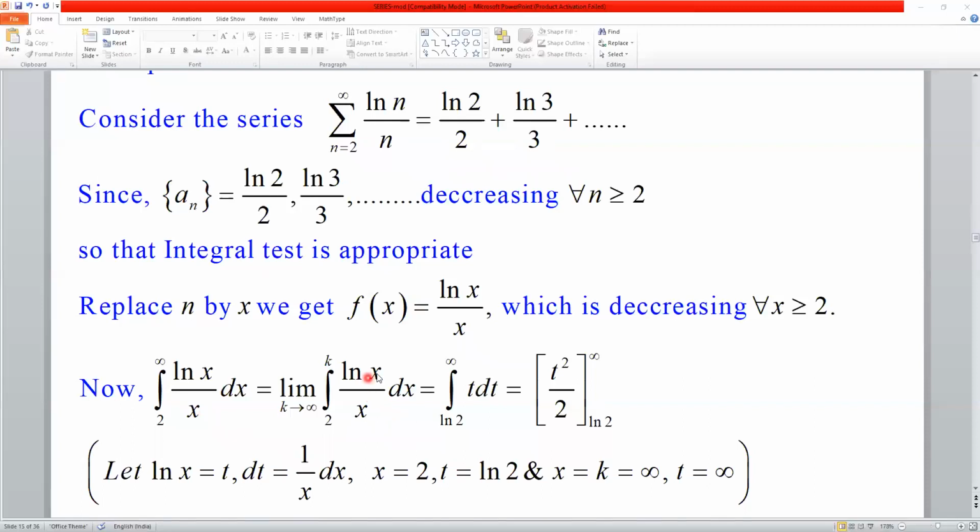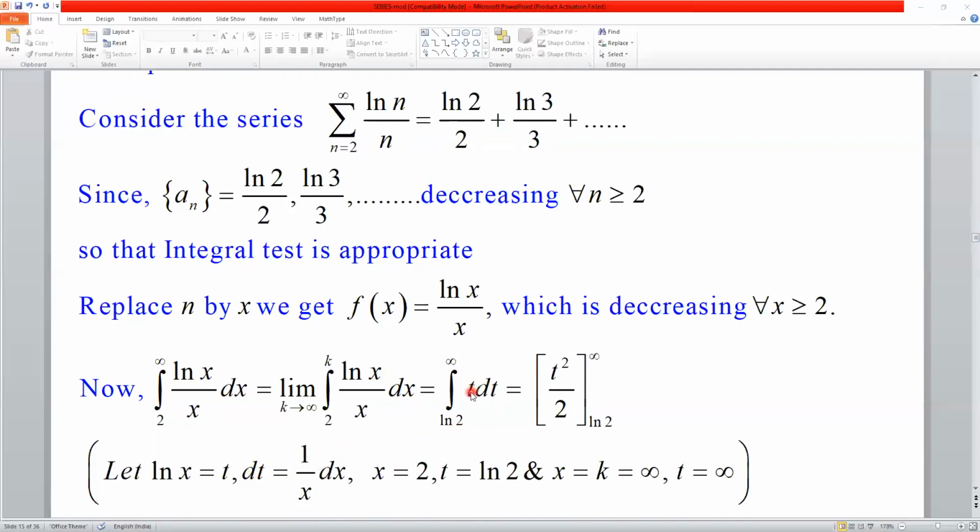Now let us take the substitution. We take log x equal to some t. What is dt? dt is equal to 1 by x dx, the differentiation of log x. When x is equal to 2, t becomes log 2. When x is equal to k, t becomes log k. When k goes to infinity, log infinity, t is equal to infinity. So therefore the integral becomes integration from log 2 to infinity of t dt. Log x I have taken as t, and 1 by x dx is written as dt.